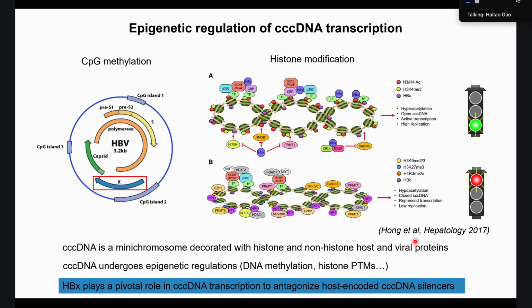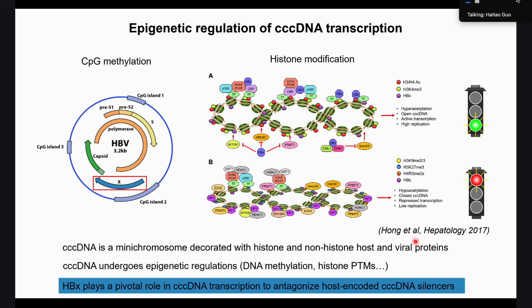And cccDNA is a minichromosome, so it also undergoes epigenetic regulation for transcription regulation. That includes DNA methylation and histone post-translational modifications like acetylation or methylation. In the cccDNA epigenetic regulation, the viral protein, the X protein, plays a key role in maintaining the epigenetic active state of cccDNA for transcription.